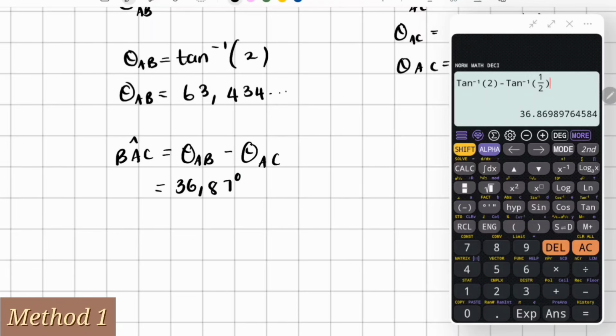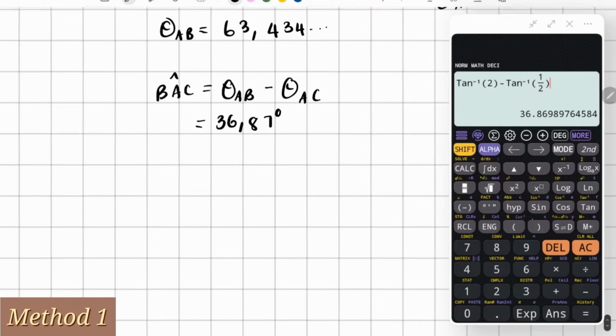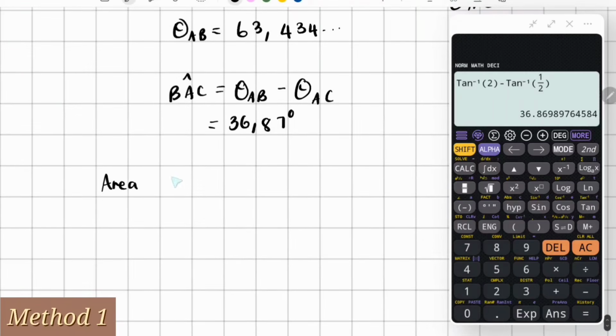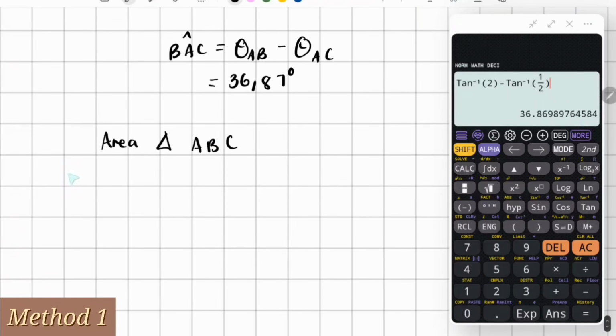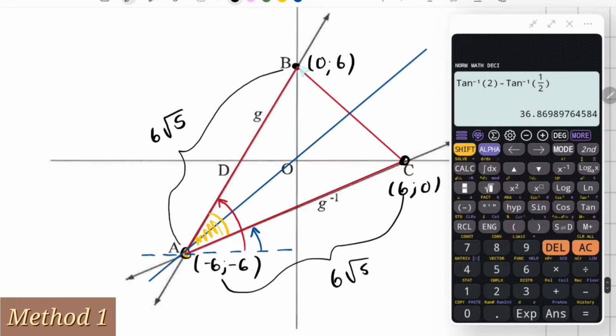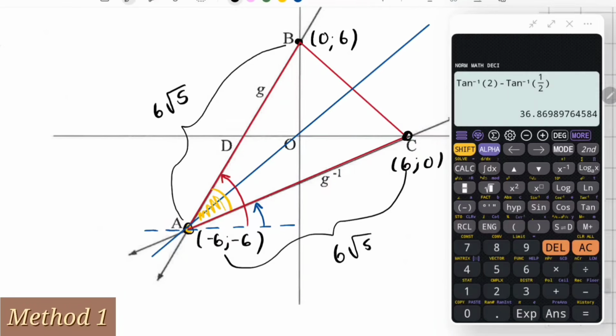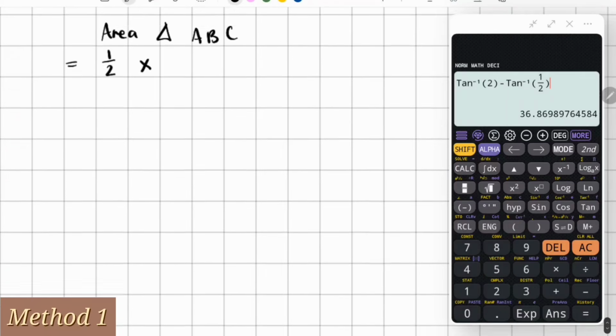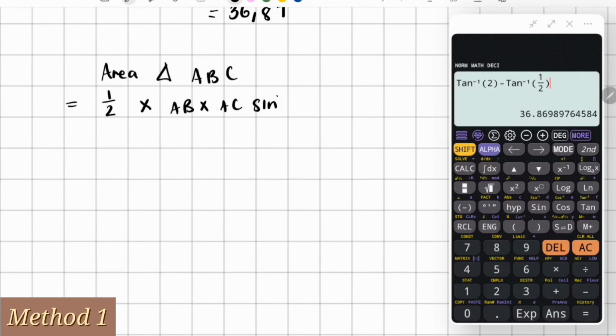But of course, if you want it to be exact, then I would suggest that you just use it like this, theta of AB minus theta of AC. So this is what I mean. Remember, we're trying to find the area of that triangle ABC, and we're using the area rule. The area rule says half multiplied by this line AB multiplied by AC, and then sine of this angle in the middle. So multiply by AB, multiply by AC, and then sine of angle BAC.